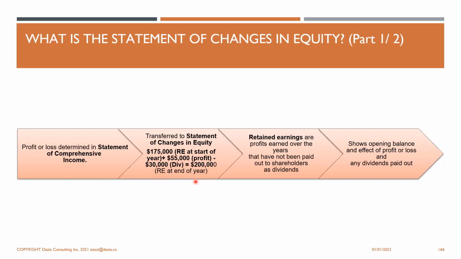So retained earnings is the profit over the years that has not been paid out to the shareholders as dividends. If there was a loss here, we're going to minus the profit. Suppose it was a $100,000 loss. From 175, it went down to 75,000. So that means the company has not done good overall, right? So the statement of changes in equity gives us a good idea overall how the company is doing.